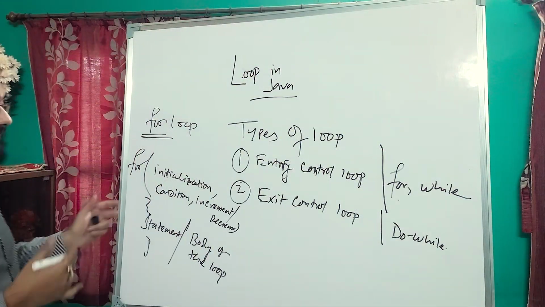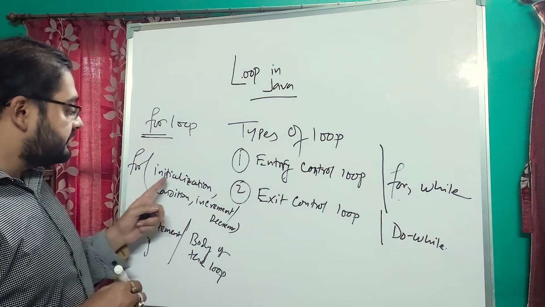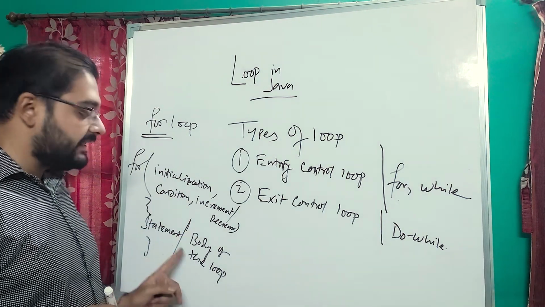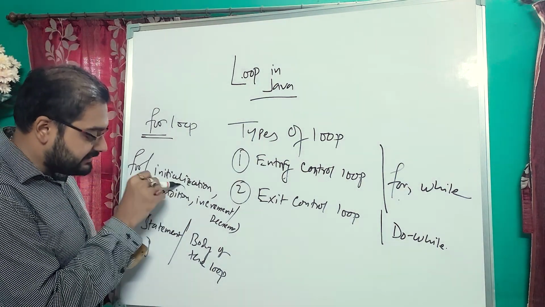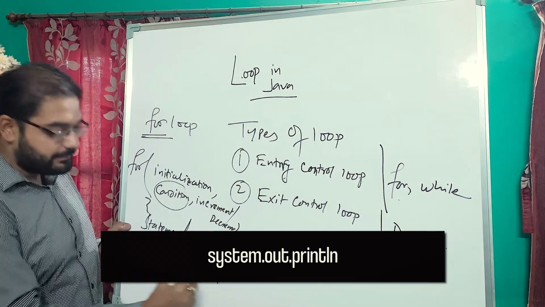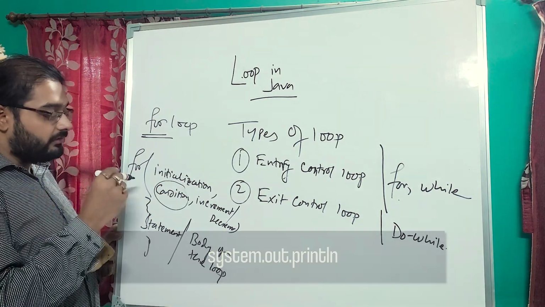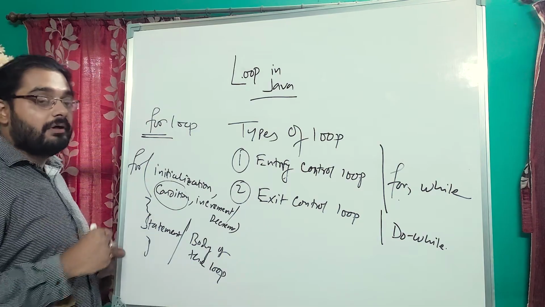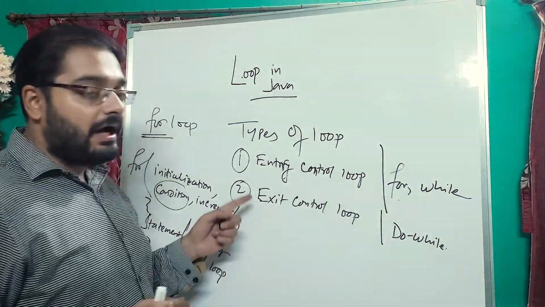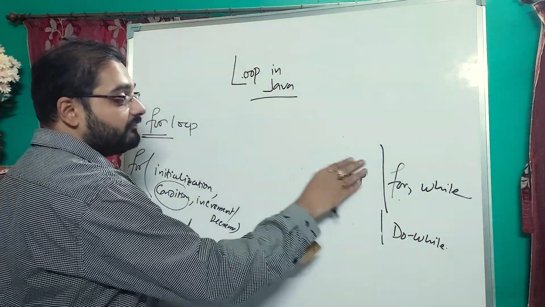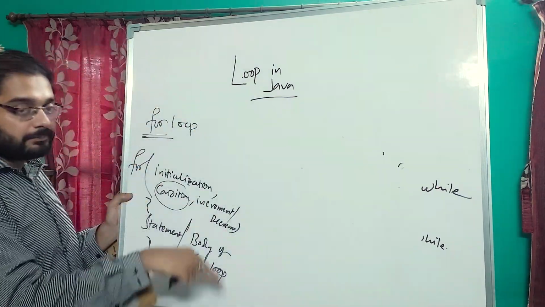Here is the basic example. The for initialization, condition, increment, decrement, statement, body of the loop. Here the condition comes first, then the statement comes. So for that reason, it is called an entry control loop. Now I write an example using the for loop. This is the syntax of the for loop.